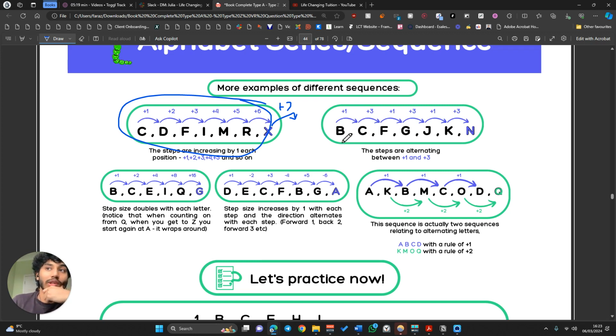So obviously how they're figuring this out is they're looking at how did you get from B to C, how do you get from C to F, how do you get from F to G, and then you see a pattern here, and that way you can figure out N is not going to be +3, it's going to be +1.